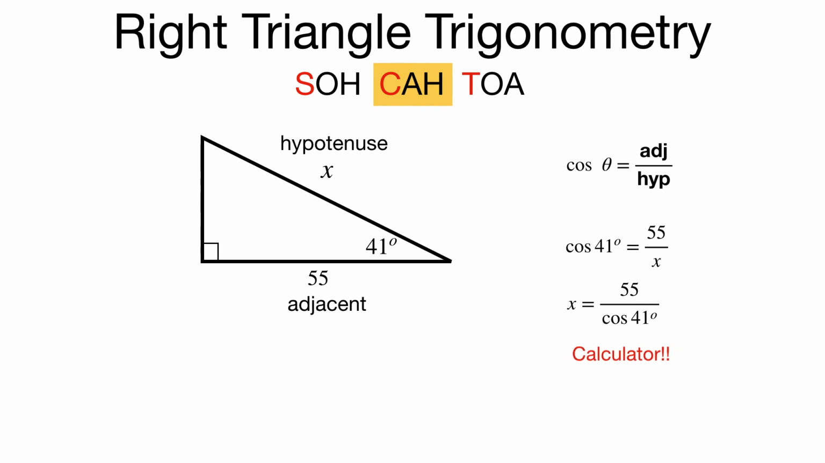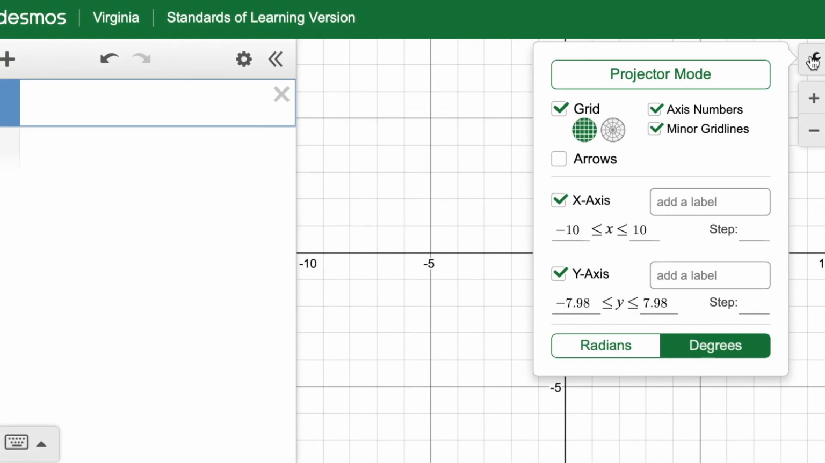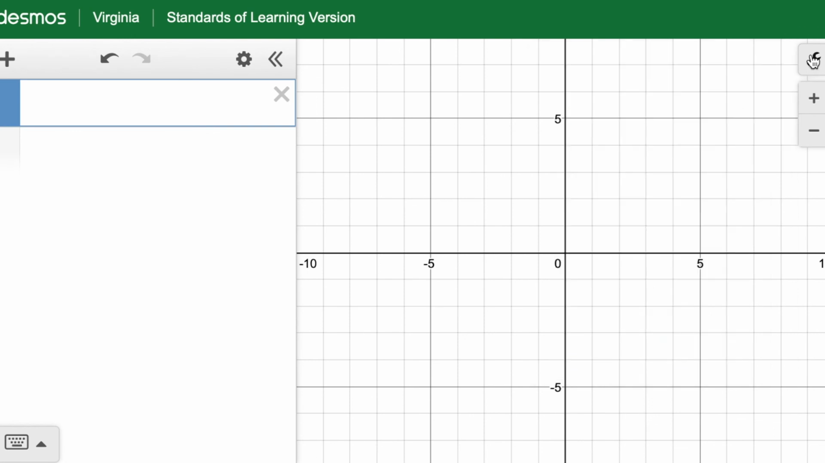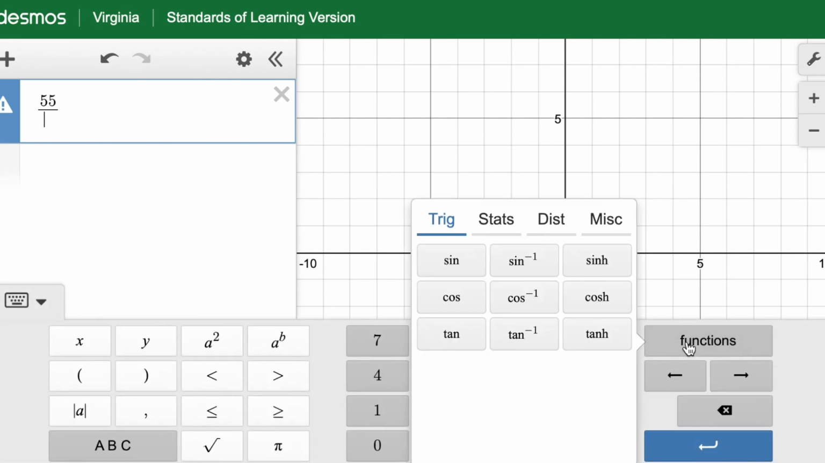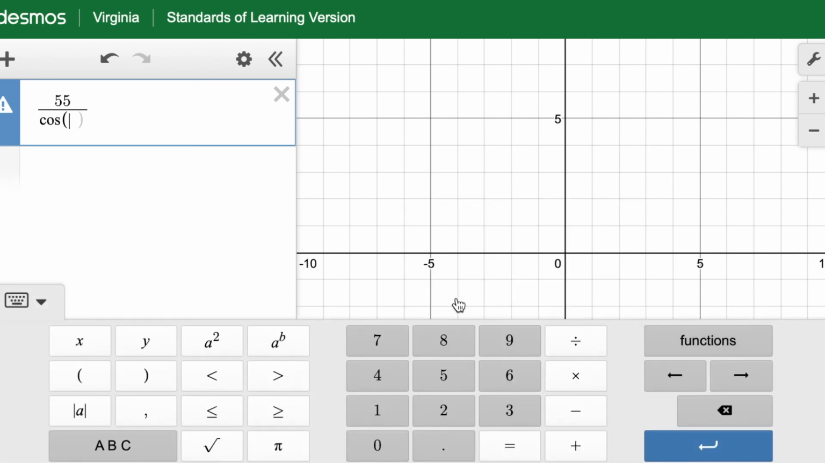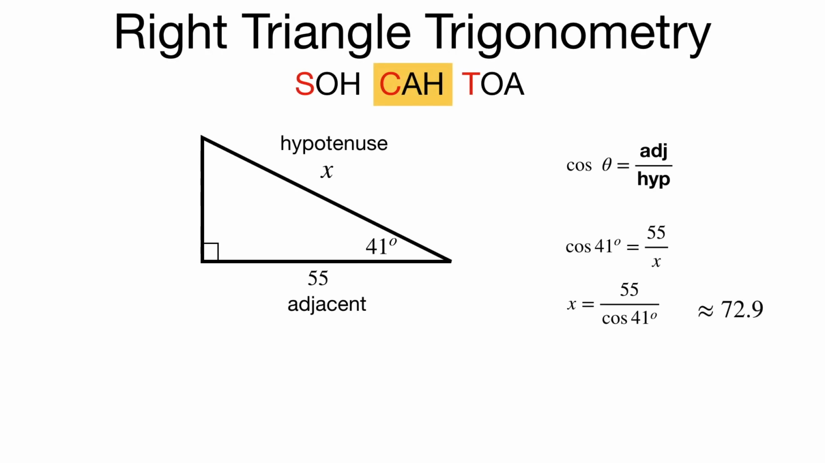I don't know what the cosine of 41 degrees is, so I'm going to use the calculator again. And I always check whether I'm in the right mode, so I'm checking again. Yep, still in degree mode. And so it's 55 divided by, click the keyboard, click functions. This time I'm looking for cosine of 41. By the way, if you are at a keyboard, like a physical one you're typing out like I am right now, you can actually just type in cos, C-O-S, and the parenthesis, it will figure it out. But our x is approximately 72.9.